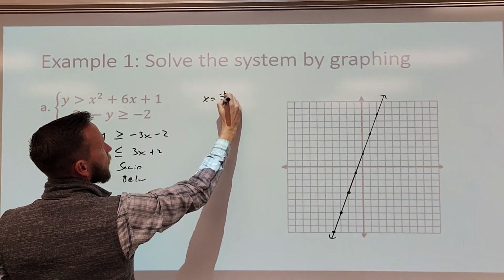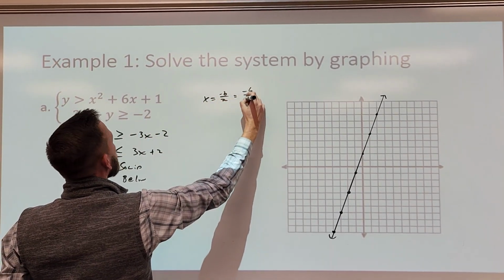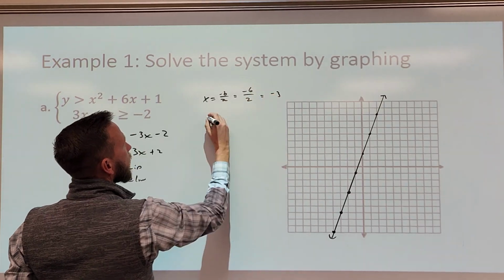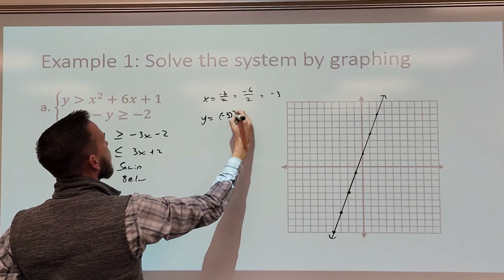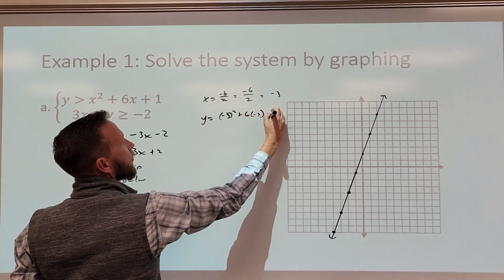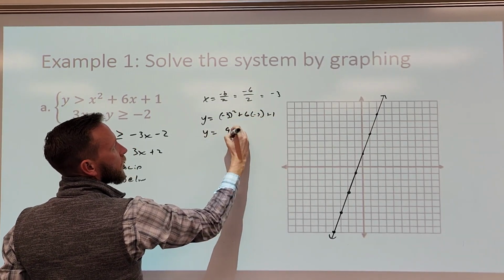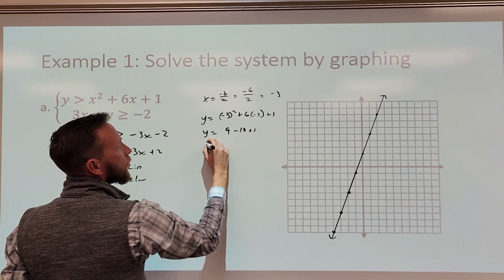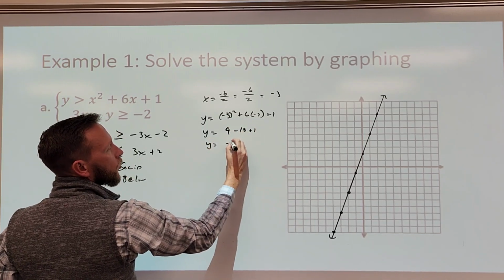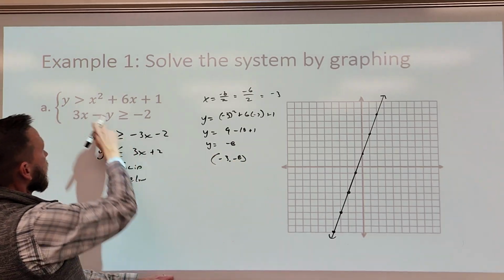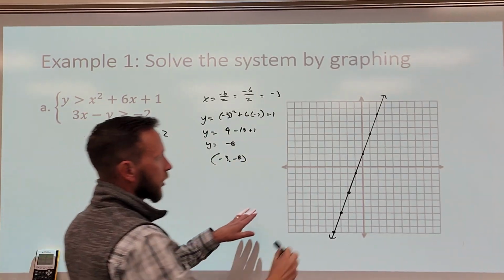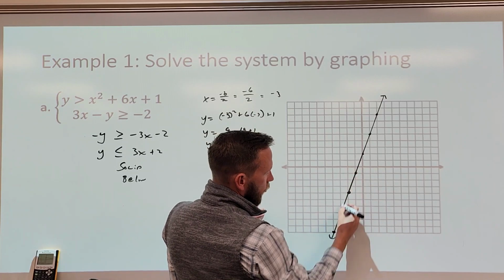Again, x is the opposite of b over 2a. -6 over 2 is going to give me -3. Y is going to equal -3 squared plus 6 times -3 plus 1. So y is going to equal 9 minus 18 plus 1, or -9 plus 1 is -8. So we have -3, -8 for our vertex, and our a value is 1, so we know that we're just going to have the standard draw there.